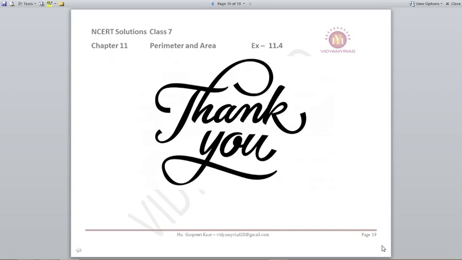That's all for this exercise 11.4, children. I hope you have understood the perimeter and area of a square, rectangle or a circle. Just write down the formula and put the values in it to find the answers.